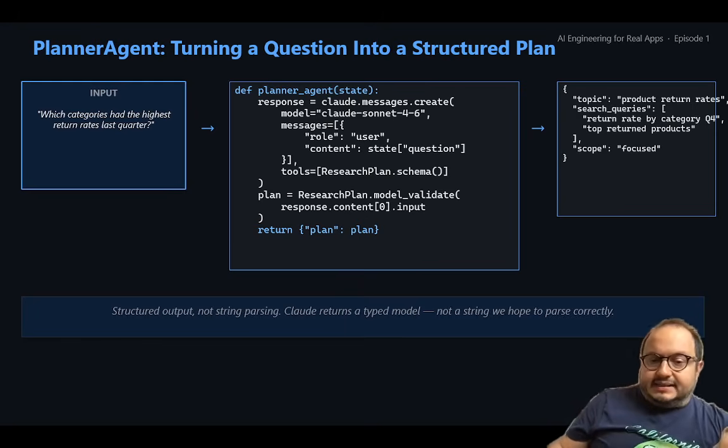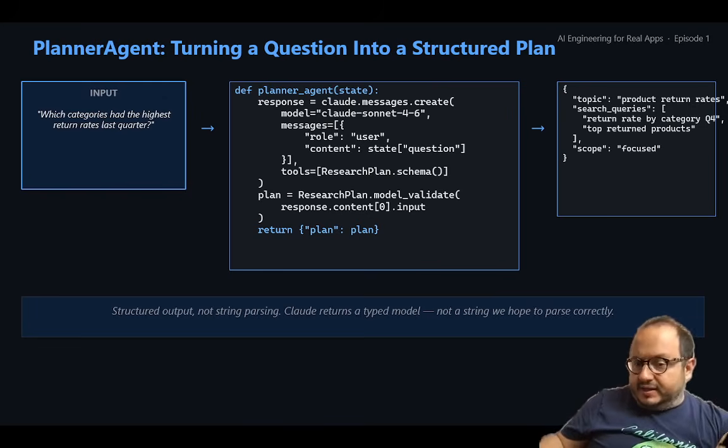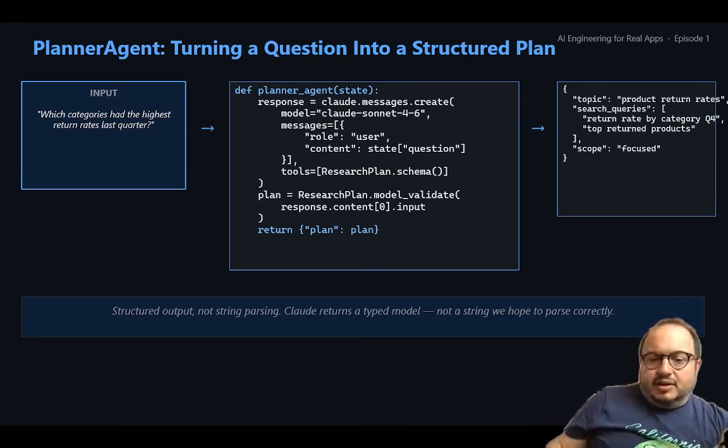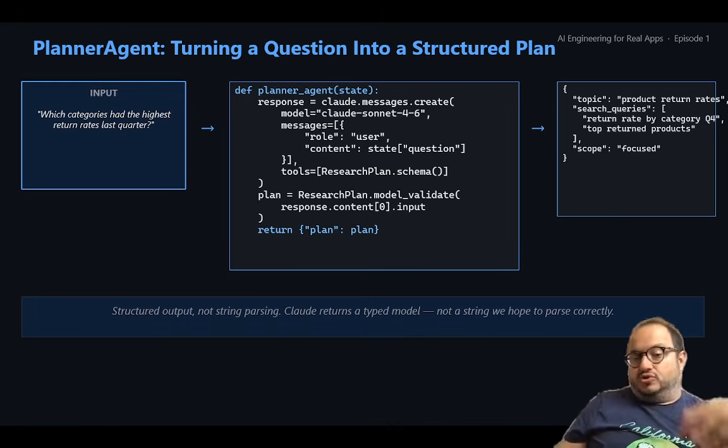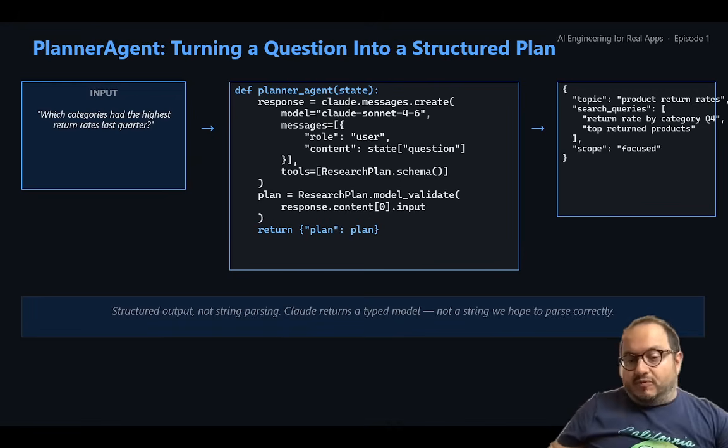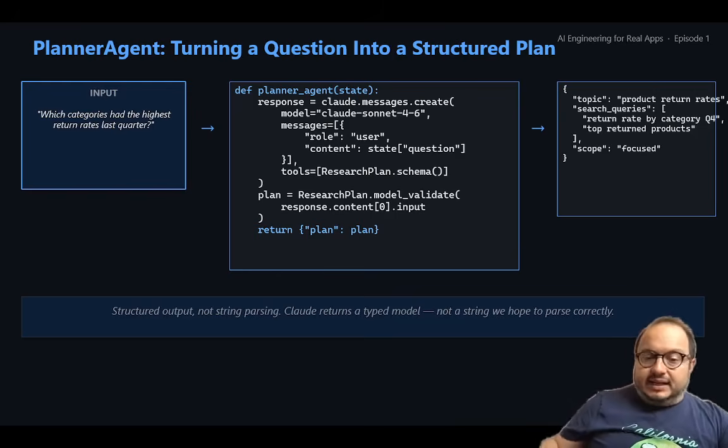The ResearchPlan has 3 fields: a topic, what the question is actually about, a list of search queries, what we should look for, and a scope, how focused or broad the search should be. Why bother? Why not just pass the raw question to the ResearchAgent? Because the research quality depends on search quality. A vague question produces vague search queries. A structured plan forces the planner to be explicit about what information is actually needed. And if the plan is wrong, you can look at the plan directly. You don't have to reverse engineer what went wrong from a bad final answer.